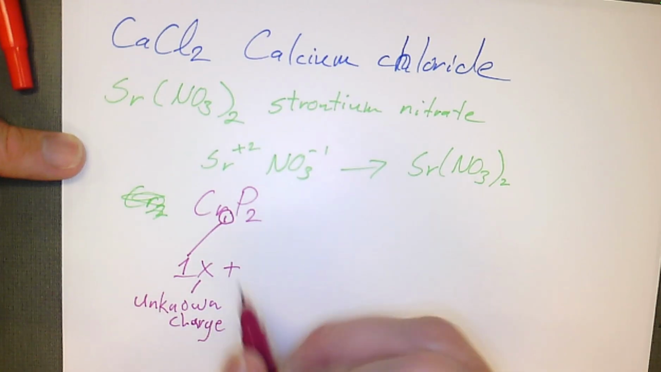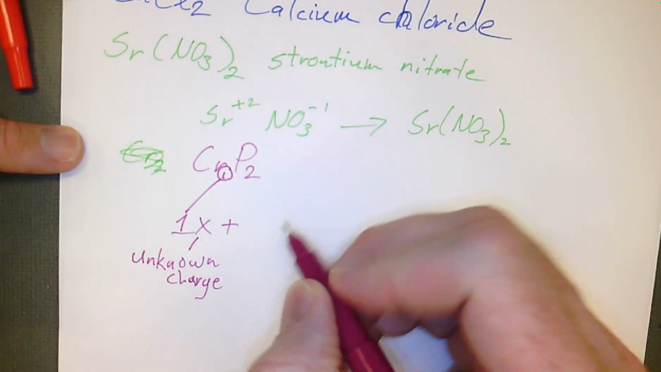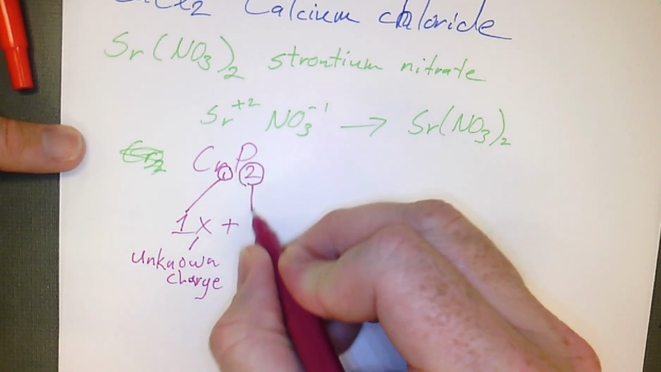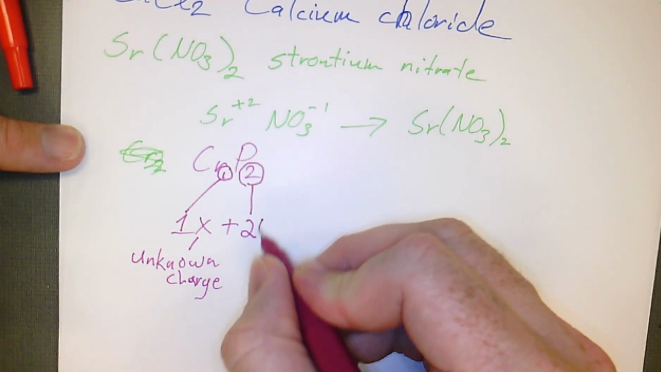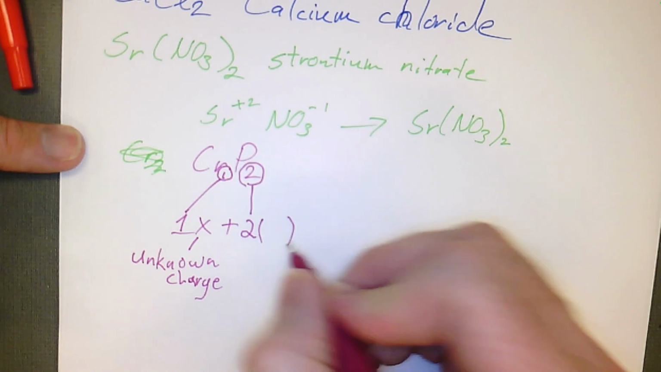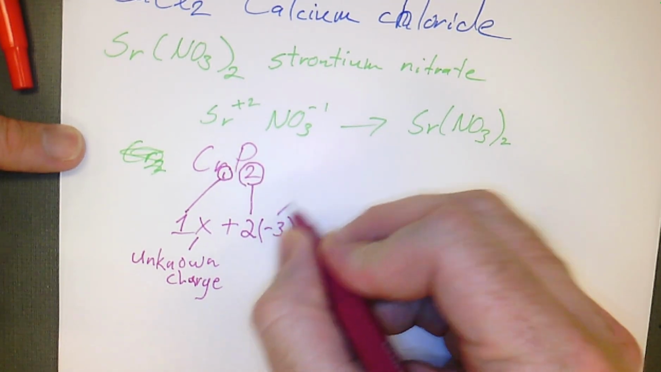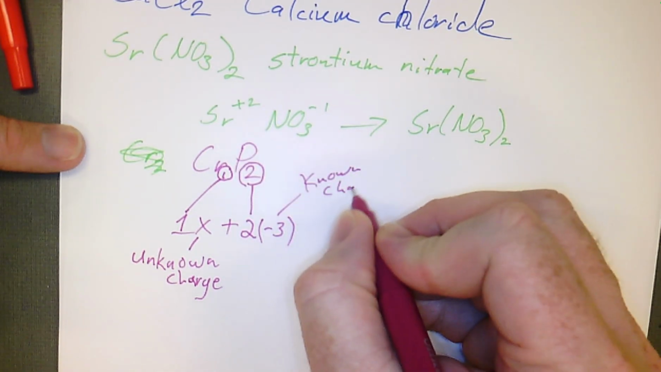Oops. Man, my handwriting is off today. My A and R kind of ran together. All right, unknown charge. Okay, then we're going to take this number, bring it down here. All right. And then what is the charge for phosphorus? -3. Very good. Okay. This is going to be our known charge.